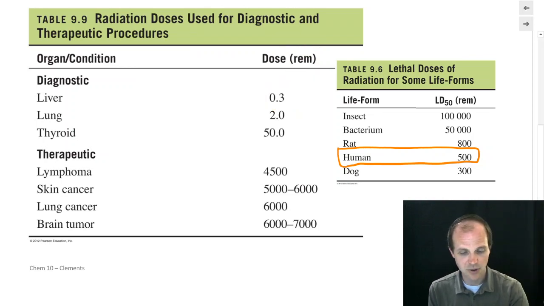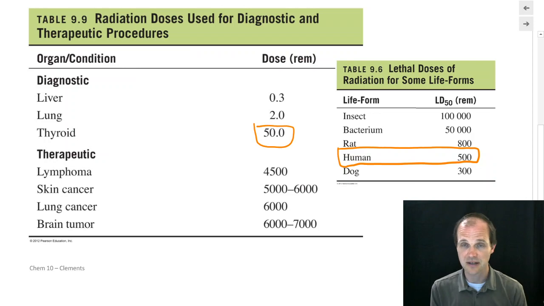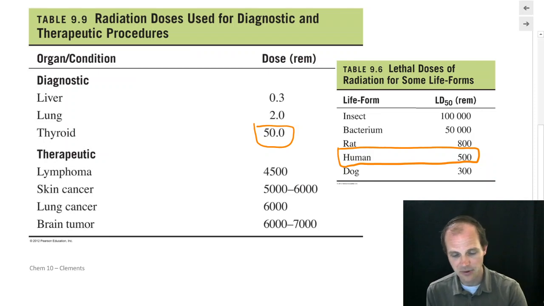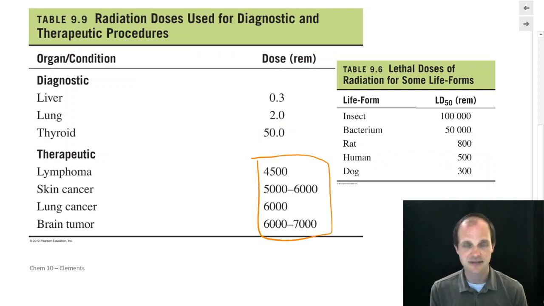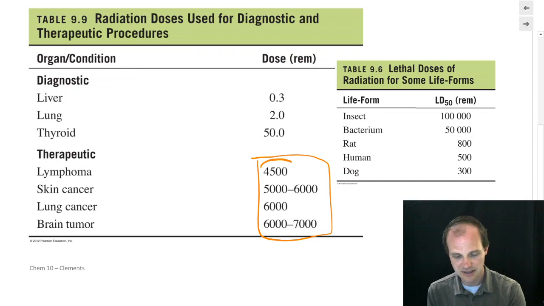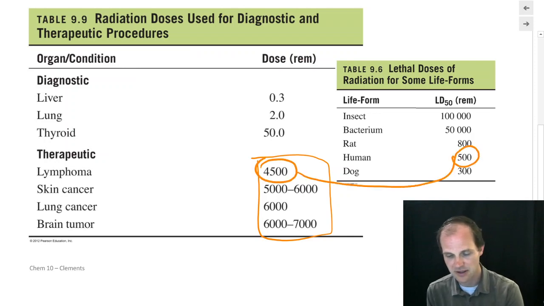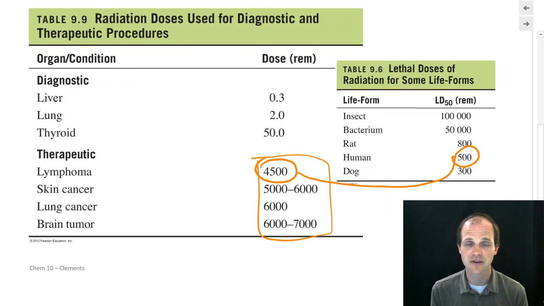Okay. Now, if you go down to a thyroid scan, that's 50. Well, that's a tenth of the lethal dose. So it's pretty significant radiation exposure just for a diagnostic test. But in many cases, that exposure gives such useful information that the risk of the exposure is worth it to get a correct diagnosis that can then be taken care of. But what I want you to pay attention to down here is what happens when we treat cancer. You should be looking at these numbers and thinking 4,500 is a whole lot more than 500.